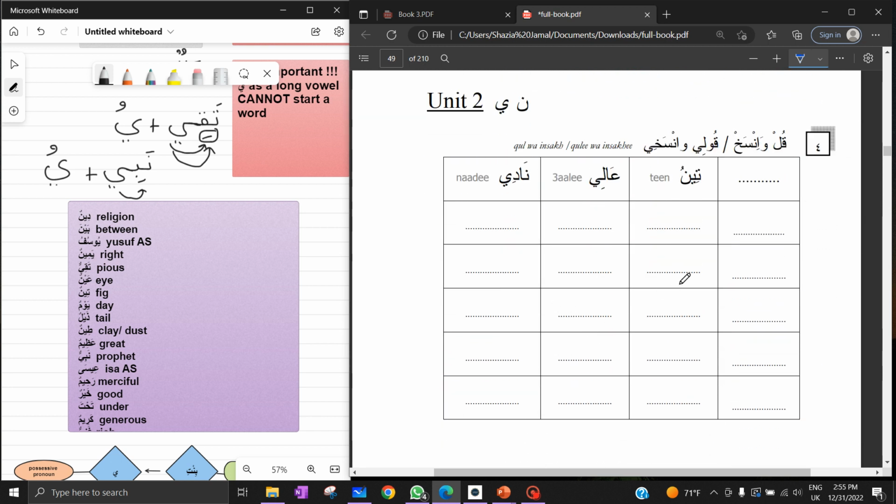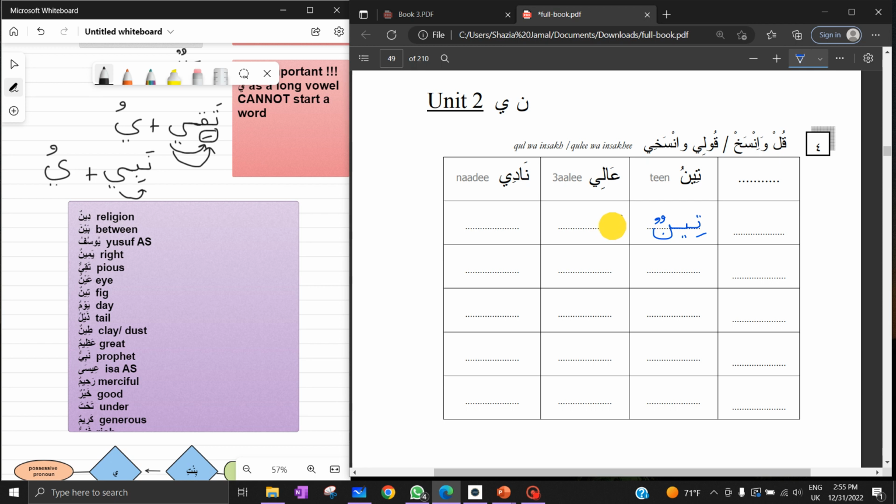So let's come to the exercise of qul and insakh. As you know, it cannot start any Arabic word as an initial letter or initial vowel. Vowels cannot come initially. It will always be in between or in the end. So in this case, we will write teen, ta, ya, and noon. Continue writing without lifting your pen, and in the last you can put all the dots and haraka. Ti, noon.